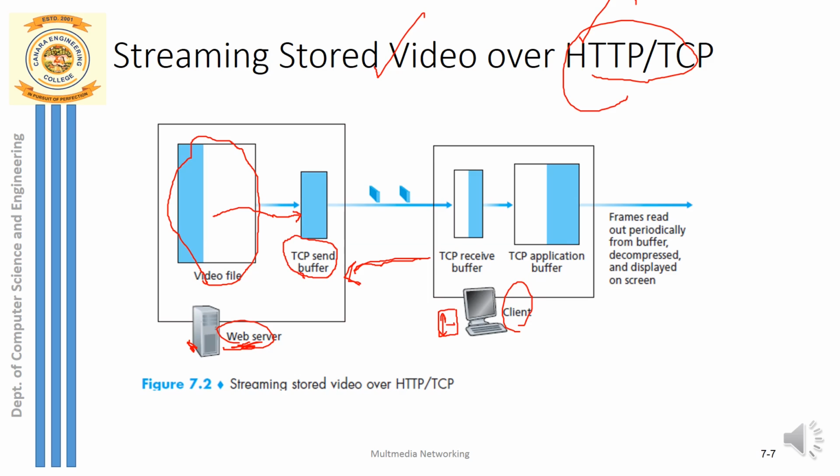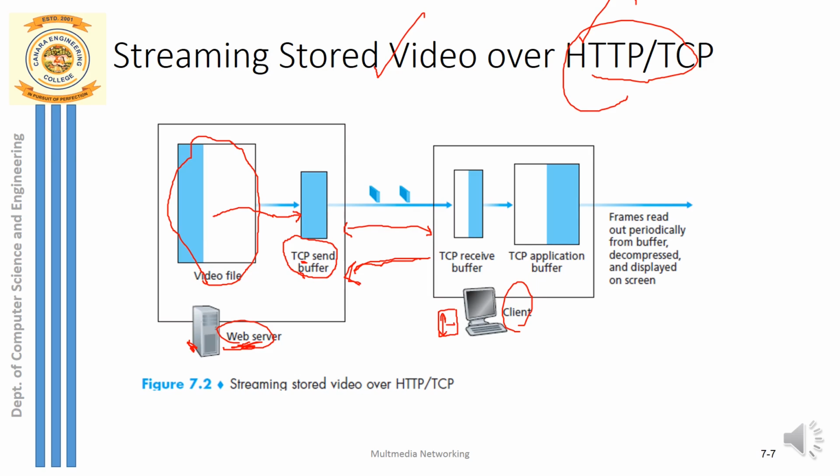You call it the TCP send buffer. Why? Because TCP, the transport layer protocol, is used for sending the data. So TCP communication is happening, along with a three-way handshake. Three-way handshaking mechanism is happening here. So the TCP send buffer is maintained at the server side.